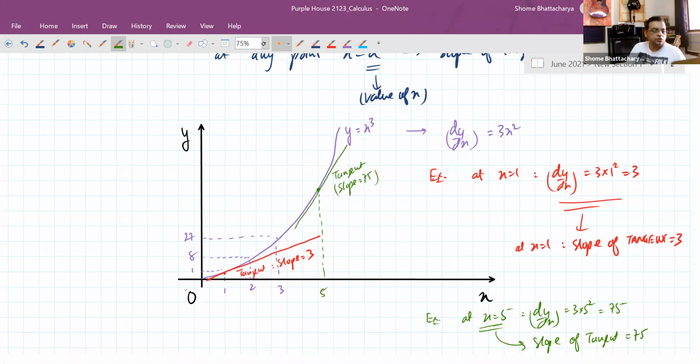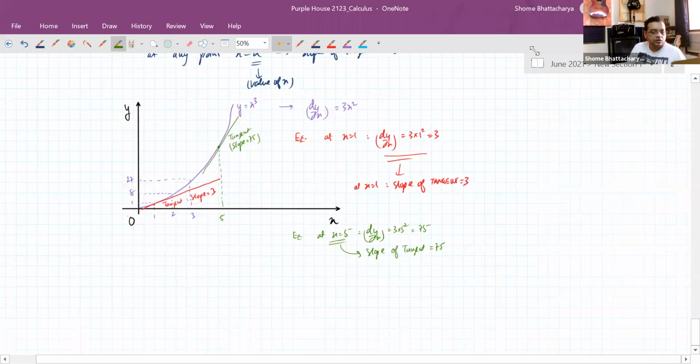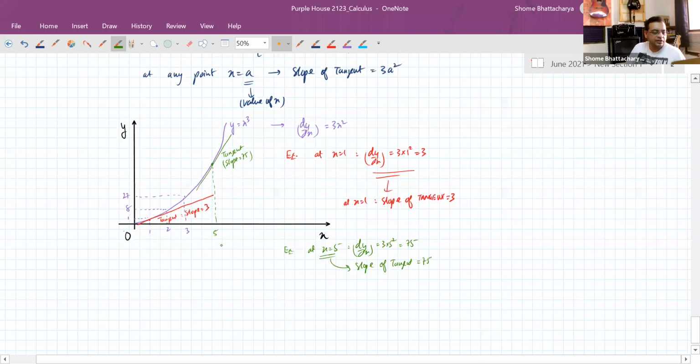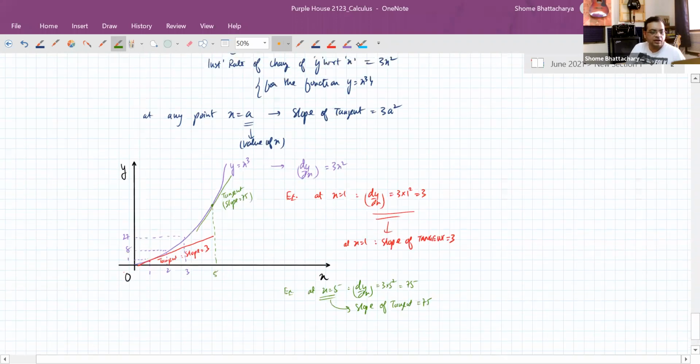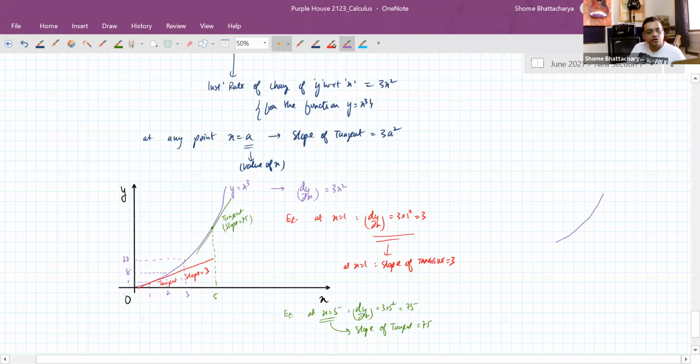So you can see the nature of the graph, how it correlates with the slope of the tangent at different points. Because the graph is curving very rapidly like this, if I draw a tangent at one point and compare it with a tangent at a point slightly later, you can see the slope of the tangent is increasing very rapidly according to this formula, 3x square.